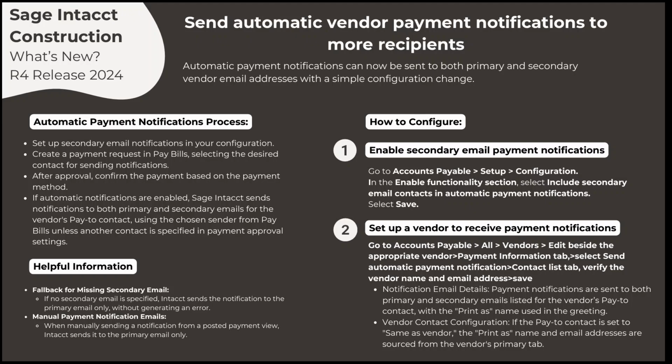So some helpful information on this is that if no secondary email is specified, Intacct sends notification to the primary email only without generating an error. So you do have to be aware of that. Manual payment notification emails, when sending them from a posted payment view, Intacct sends it to the primary email only. So how are we going to configure this?